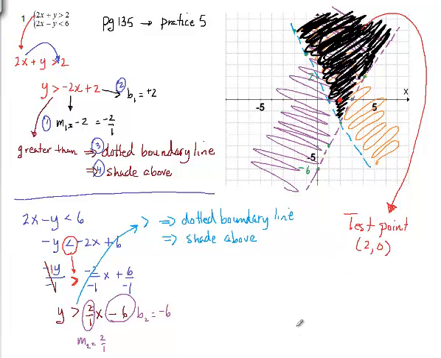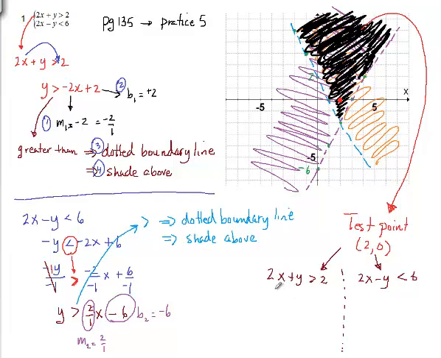Now when you pick a test point, make sure you substitute it back into the original inequalities, because we changed signs, and if we've made a mistake, we'll pick it up by checking back in the original. So there are my two original inequalities, the ones we started with.